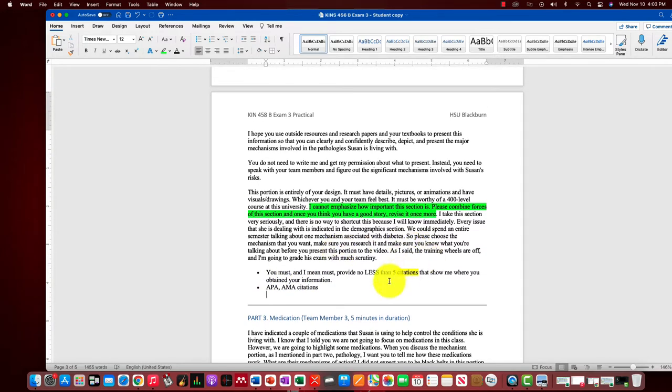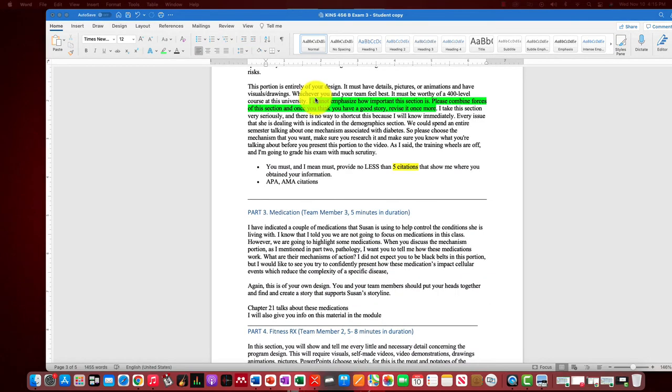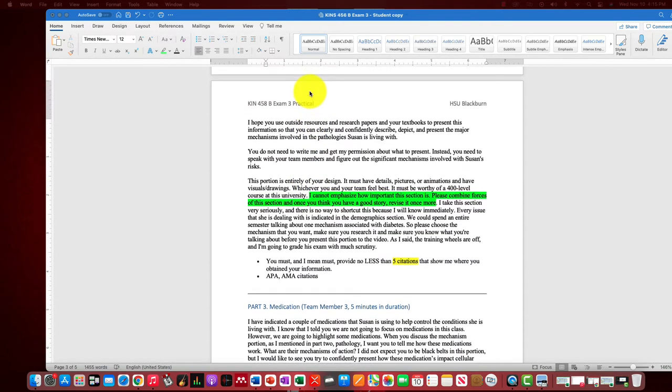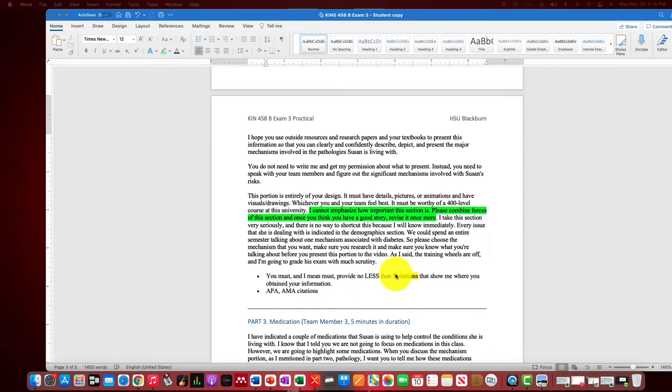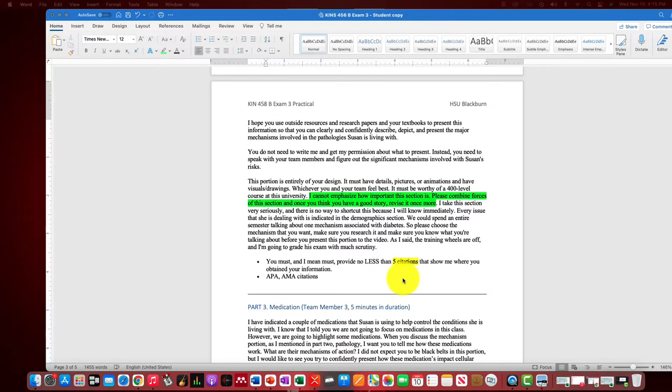So do some digging, do some research, find out what mechanism you want, see what the research says to tell that story, and make sure that the citations match what you do here. And again, I've spent 10 years studying diabetes. I've read almost every paper out there, so I will know. So please tread lightly and do your work on this section. So just really quickly again, when you are doing the pathology section, I do expect you to do a little bit of research and have a minimum of 5 citations again so that I can follow your rationale.